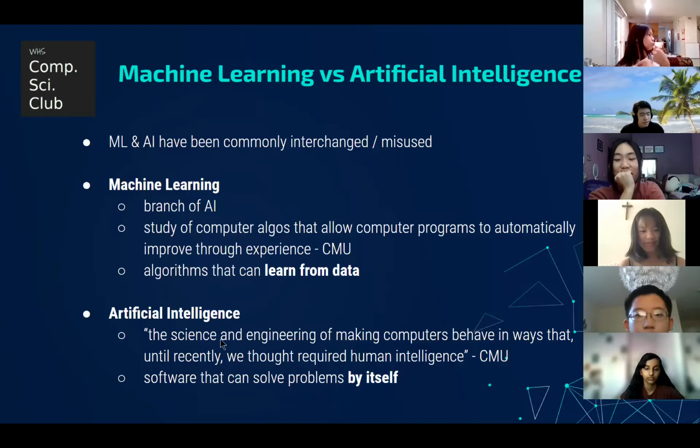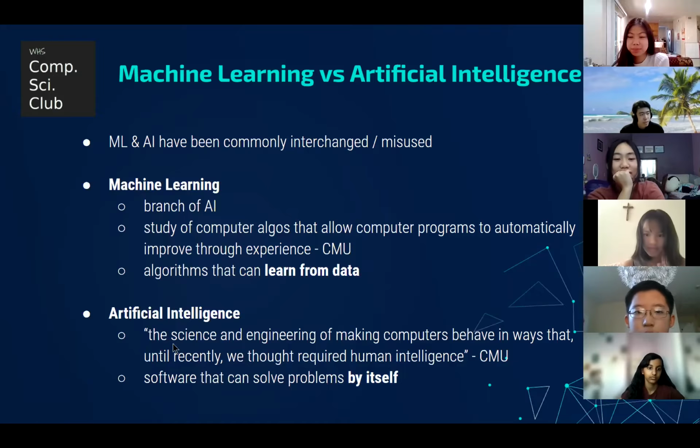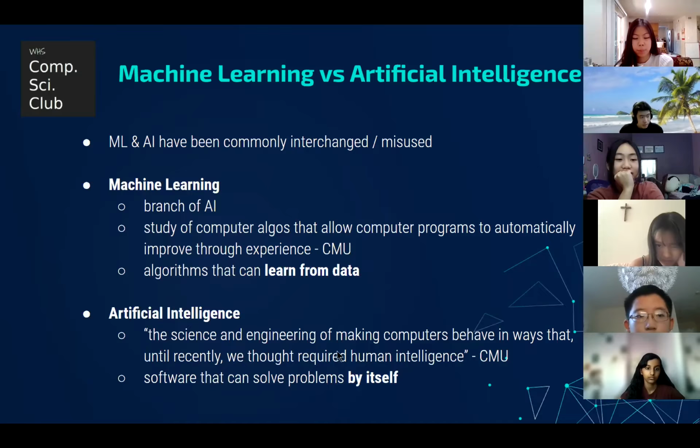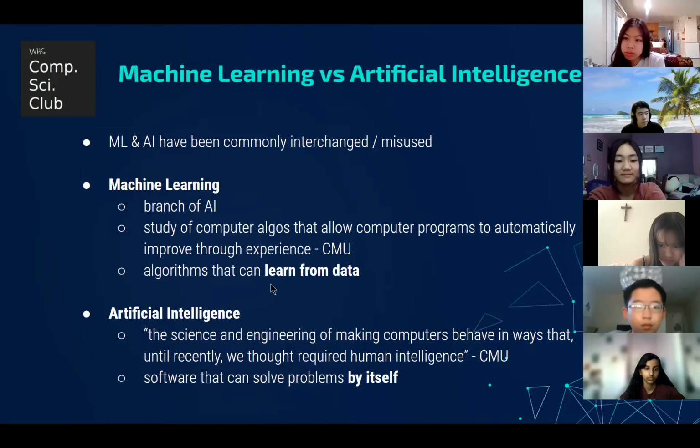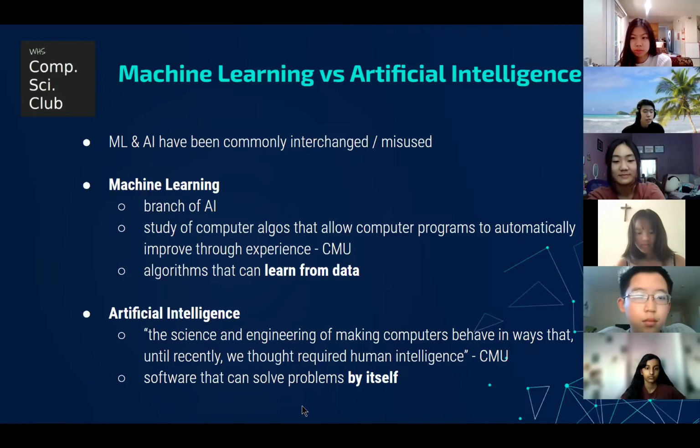And artificial intelligence is more like the science and engineering of making computers behave in ways that until recently we thought required human intelligence. The important part is the human intelligence part. It's the idea that software can solve problems by itself. So there's no need to feed your computer data. Instead, you can just present it with data and it will be able to figure out the solutions by itself.